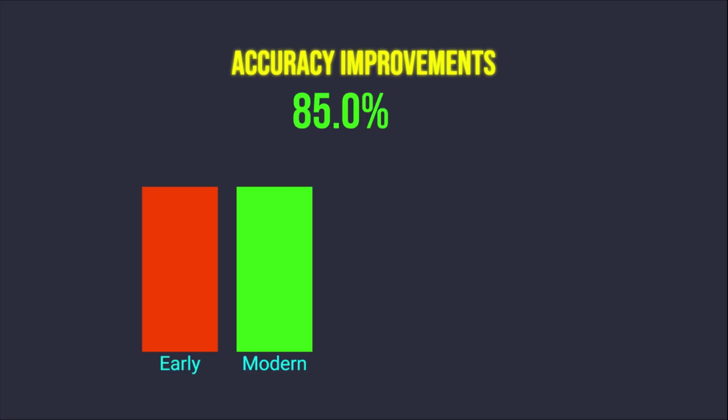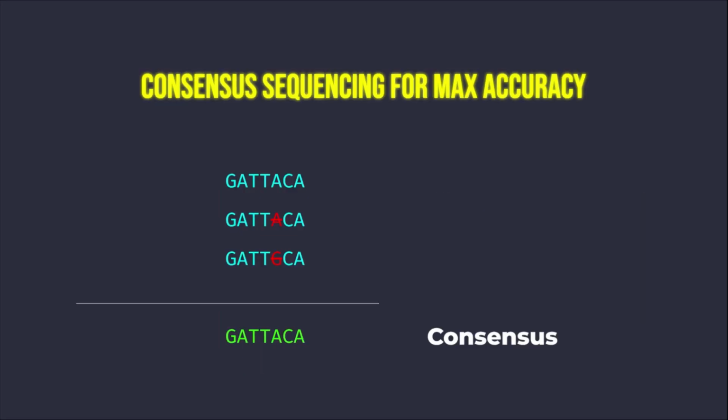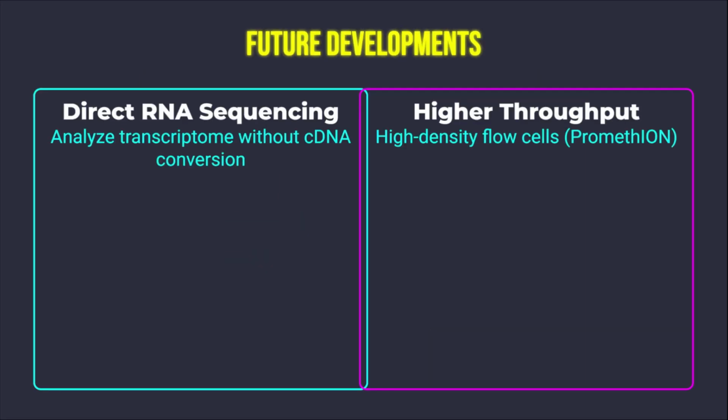Initial single-pass accuracy was lower than short-read technologies, but accuracy has significantly improved through better pore chemistry, enhanced motor proteins, and advanced base-calling algorithms, now often exceeding 99%. For maximum accuracy, consensus sequencing, where the same molecule is read multiple times or multiple molecules are aligned, is employed. Future developments focus on direct RNA sequencing, allowing immediate analysis of the transcriptome without complementary DNA conversion. Additionally, increasing the throughput of high-density flow cells like the PromethION system will continue to drive down sequencing costs and increase data volume.